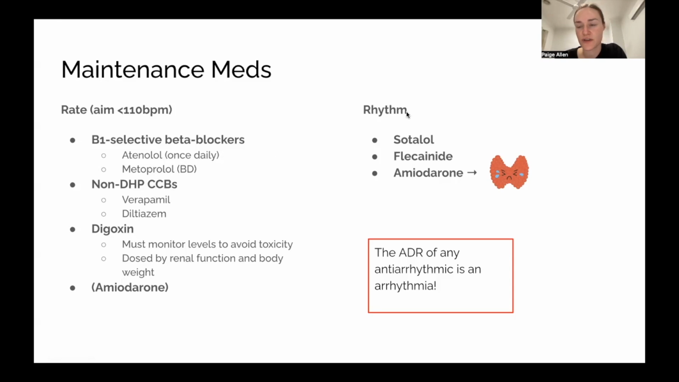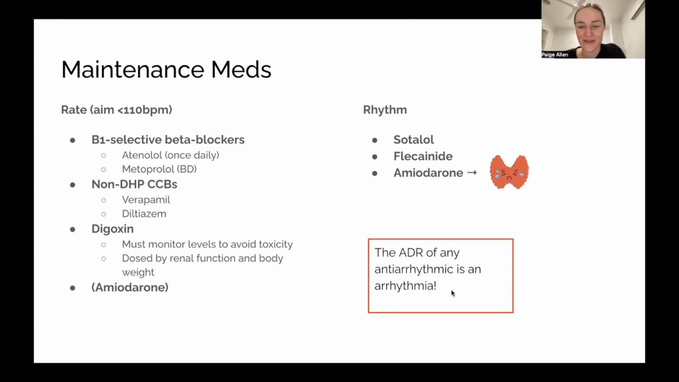And then in terms of your rhythm control, sotalol. So don't be fooled. Even though this is a beta blocker, it's technically a rhythm agent rather than a rate agent when it comes to AF and atrial flutter. Keep that in mind. Or you have flecainide, which we talked about in the previous slide, or amiodarone. And then I think the biggest thing to remember with amiodarone in terms of side effects is it can cause thyrotoxicity.